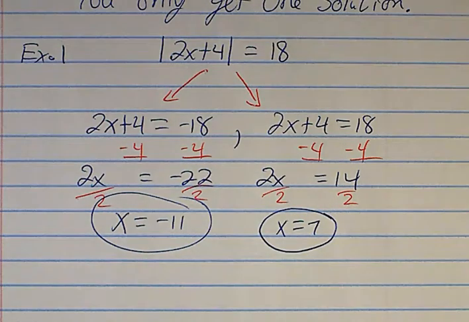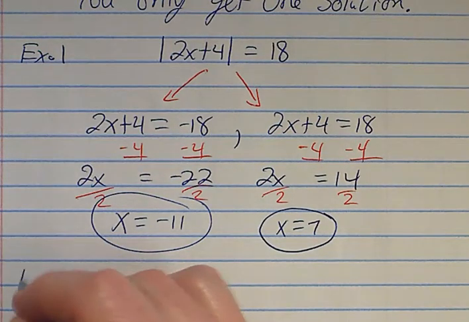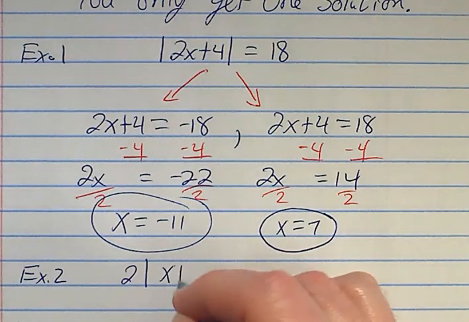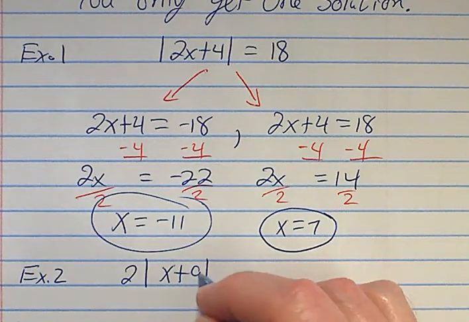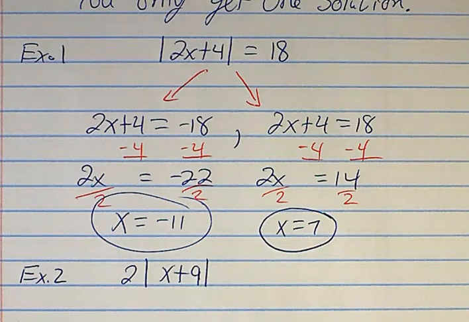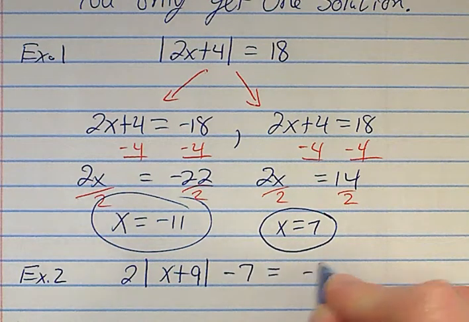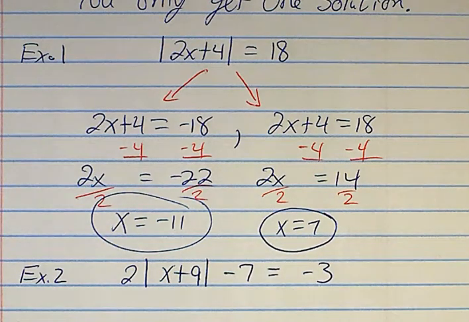All right, let's give you one that's a little bit longer. You got to do a little bit more work here. So let's go with 2 times the absolute value of x plus 9, minus 7 equals negative 3.